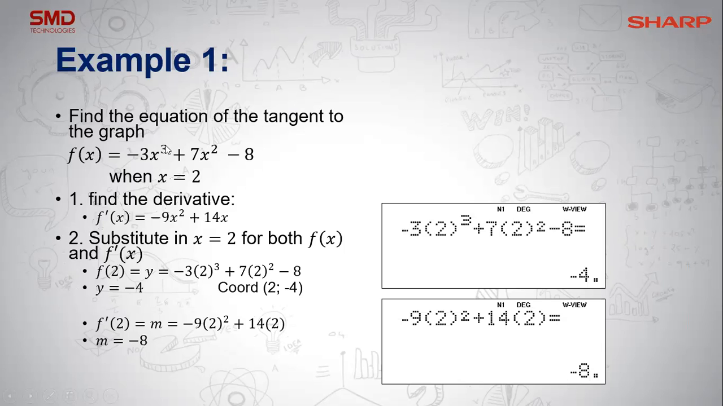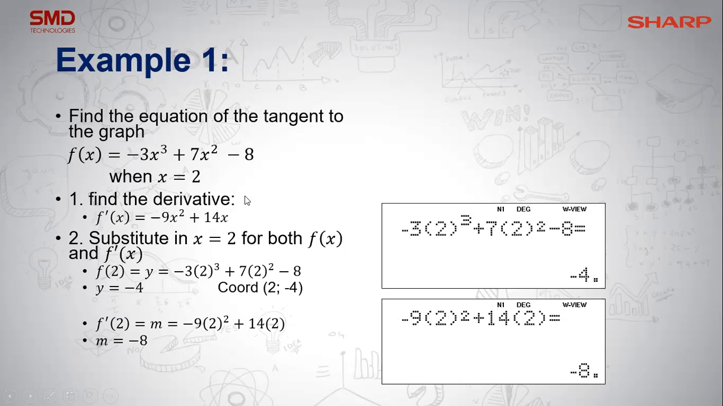So let's find the equation of the tangent to the graph f of x is equal to negative 3x cubed plus 7x squared minus 8 when x is equal to 2. So first we need to find the derivative, and we say 3 times negative 3 is negative 9, minus 1 gives us 2. And then 2 times 7 is 14, minus 1 gives us 1. And then of course the derivative of a constant is 0, so we can leave that out. So our derivative is negative 9x squared plus 14x.